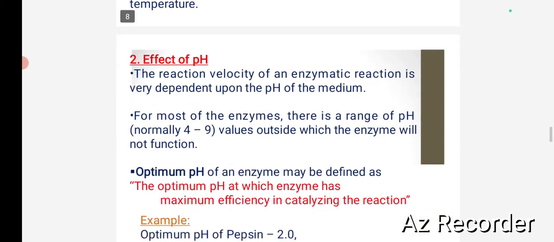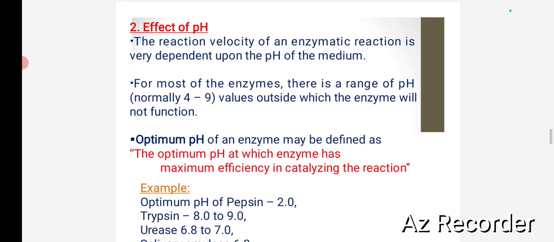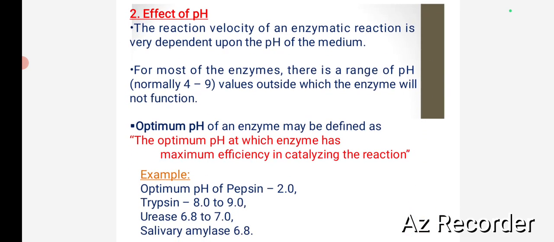Next one, effect of pH. The reaction velocity of an enzymatic reaction is very dependent upon the pH of the medium. For most of the enzymes, there is a range of pH, normally 4 to 9, outside which the enzymes will not function. Most of the enzymes are active at pH 4 to 9.